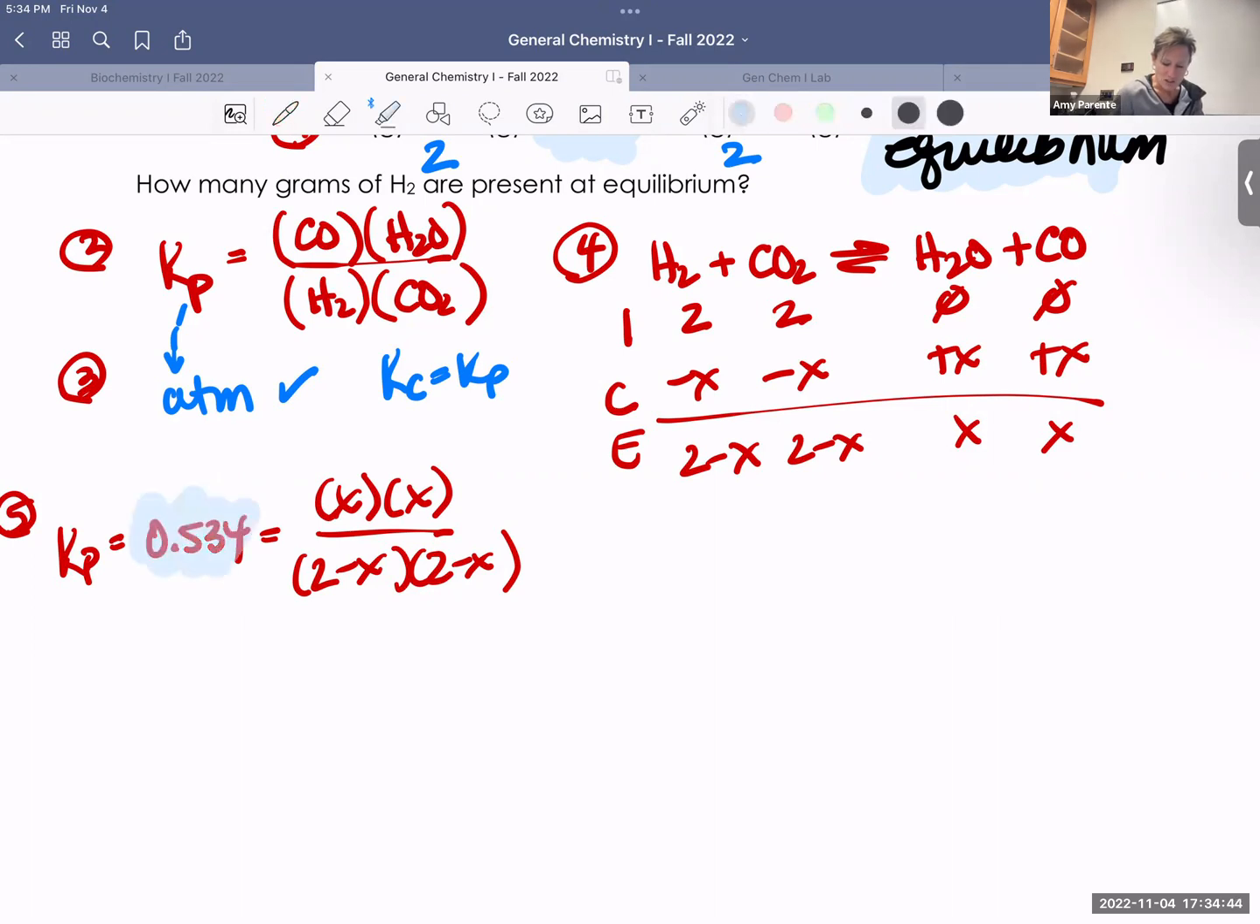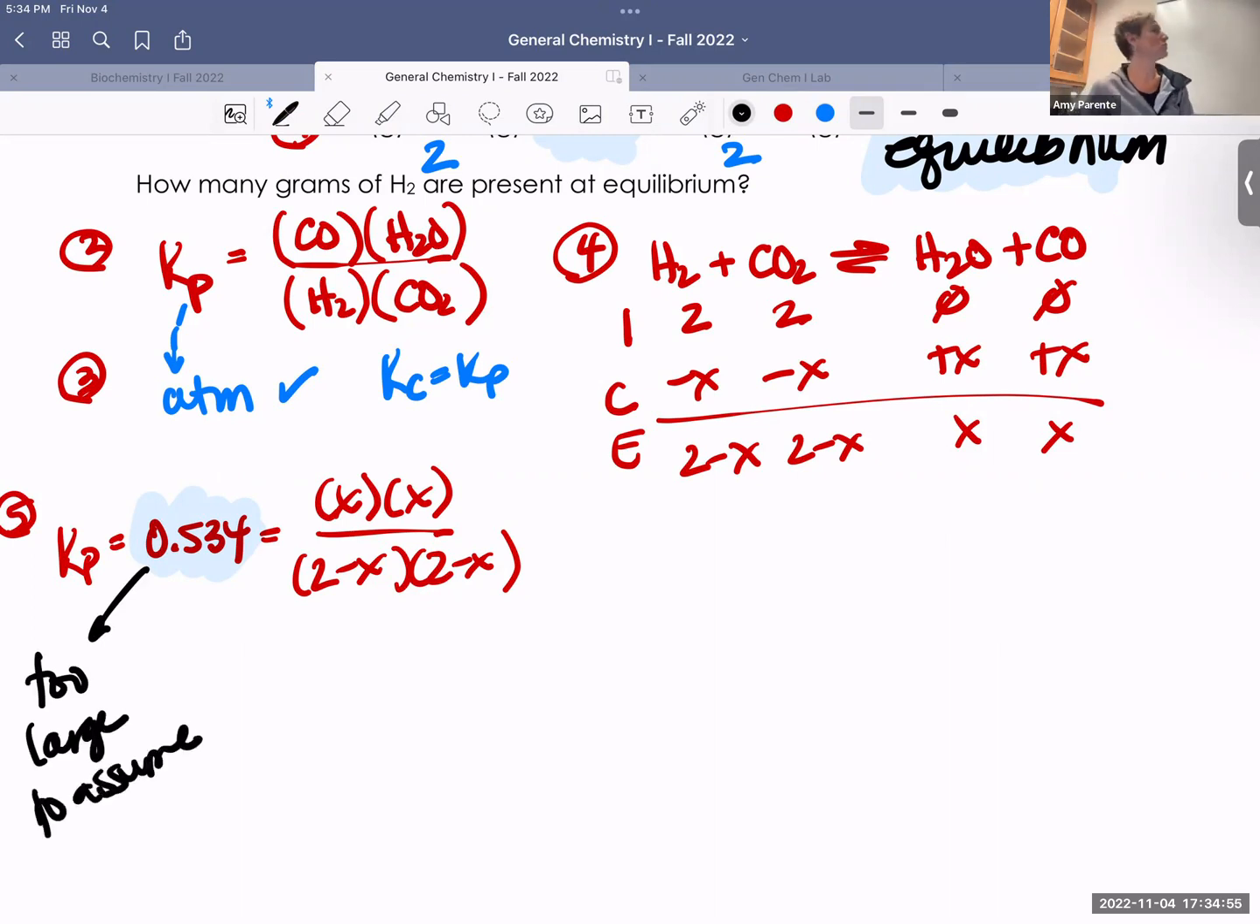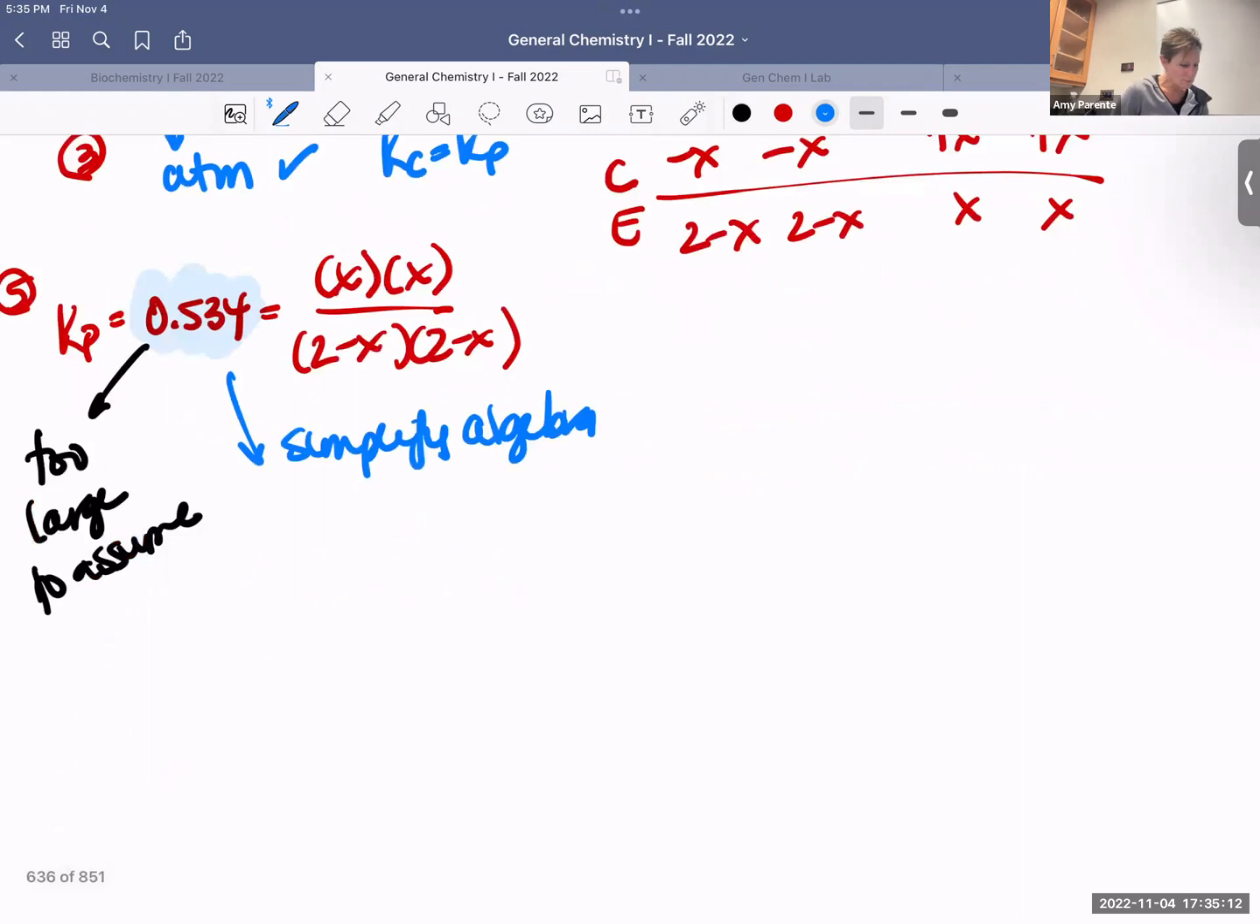So the problem is this is too big to do simplifying assumptions. So too large to assume. So this would have to be one of those like quadratic equation things, except I can square root it. Very good. I can do a simplifying algebra. Okay. Doing simplifying algebra is going to allow me to take the square root of both sides.